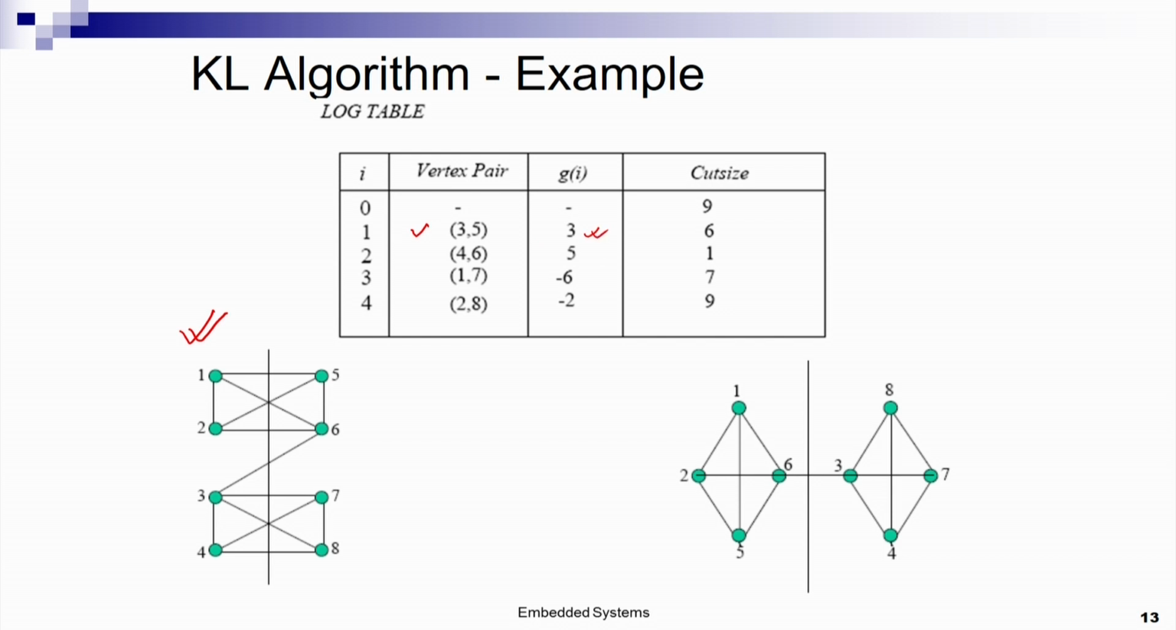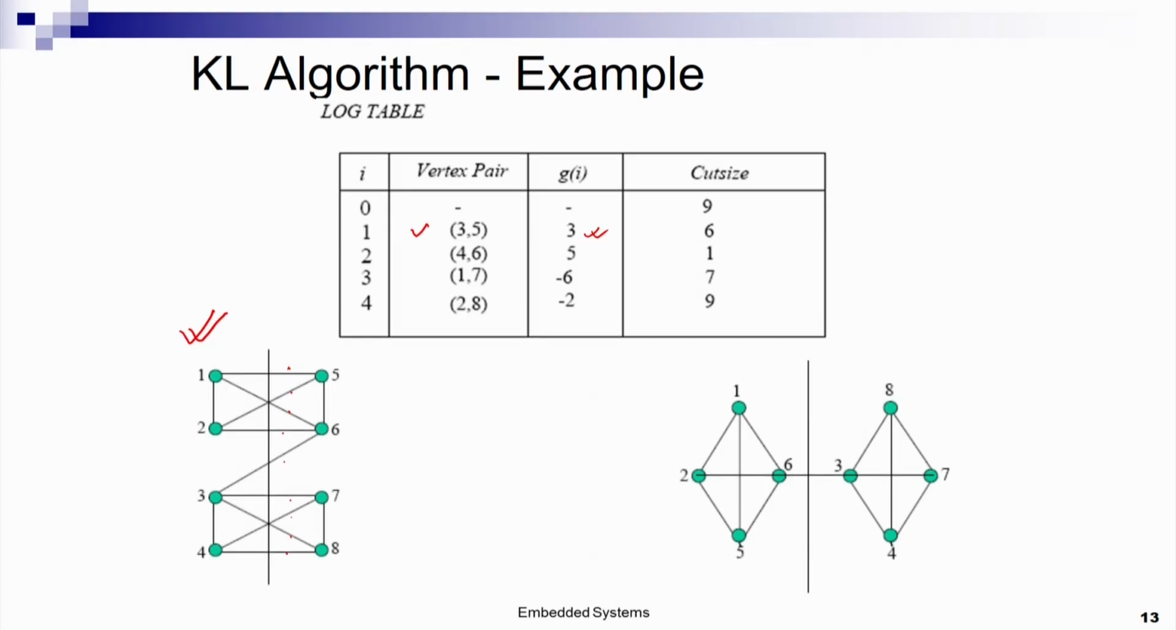Before that, for the initial partition, the size of the cut is 9. Each edge has a cost of 1. How many edges cross the partition? 1, 2, 3, 4, 5, 6, 7, 8, 9. So, the cost of the partition is 9. We said that if we exchange 3 and 5, the cost of the partition will reduce to 6. Let us see how, because the gain of 3, 5 is 3. We will just take an example and see this.